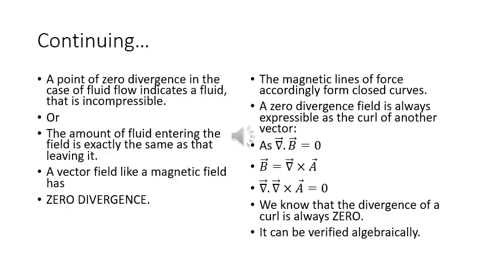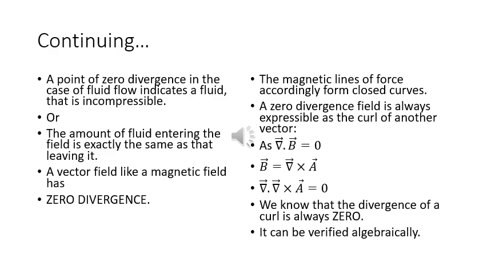Point of zero divergence in the case of fluid flow indicates a fluid that is incompressible, or the amount of fluid entering the field is exactly the same as that leaving it. A vector field like a magnetic field has zero divergence. The magnetic lines of force accordingly form closed curves. A zero divergence field is always expressible as the curl of another vector.